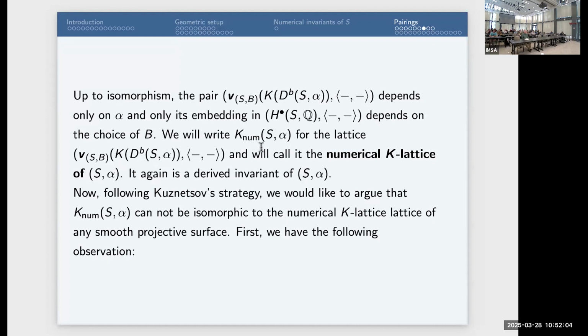So we call that K num of alpha, the numerical K lattice, and then the derived category of S alpha.